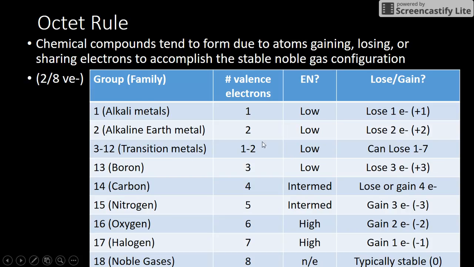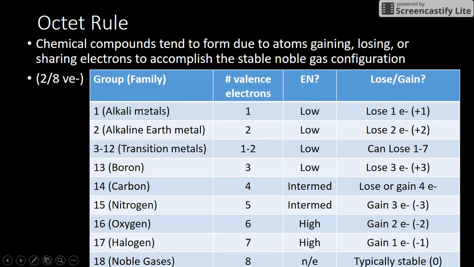All right, so the octet rule is that chemical compounds tend to form due to atoms gaining, losing, or sharing electrons to accomplish the stable noble gas configuration. That would mean 2 or 8 valence electrons, for the most part 8. Lithium loses one to become like helium. Hydrogen tries to gain one or share one to be like helium. And one more over there loses 2, I'm going to say beryllium. But anyway, here's how it boils down.